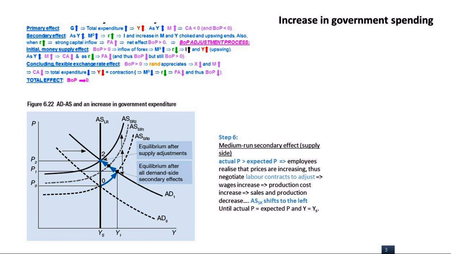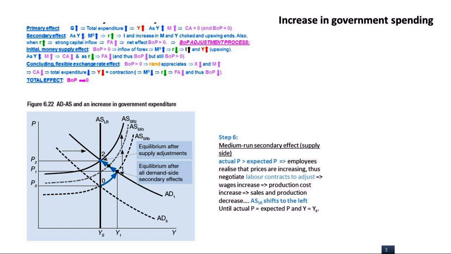In this example, we're looking at the impact of an increase in government spending, so expansionary fiscal policy. Now you'll see at the top of our slide there, it explains what happens when there's an increase in government spending. In our figure, it moves the AD curve from the equilibrium at point 0 with a price P0 and the long run income YS, it moves it over to point 1 at an income level of Y1 and a price of P1.